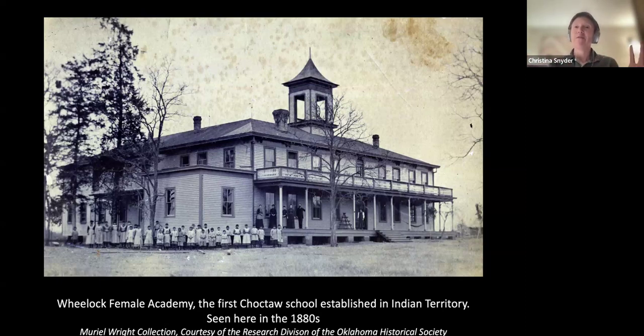And then at the top level were the academies. And you see the first Choctaw school established in Indian Territory. It's seen much later here in the 1880s. But those are the top tier schools, which tend to be residential simply because travel was so difficult. But those are schools with more elite curricula and more advanced learning.